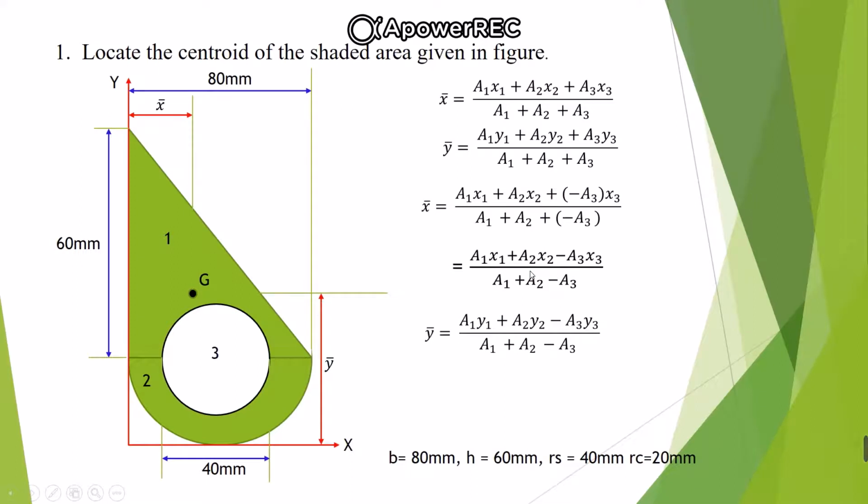Now in our case, since we are removing the third section, that is the circular section, from the composite section, we need to give a negative sign for a3. So our equation becomes x bar equals a1 x1 plus a2 x2 minus a3 x3 divided by a1 plus a2 minus a3, and similarly y bar will be a1 y1 plus a2 y2 minus a3 y3 divided by a1 plus a2 minus a3.